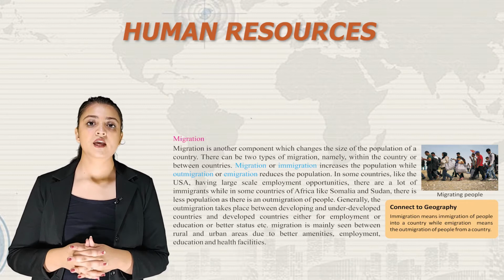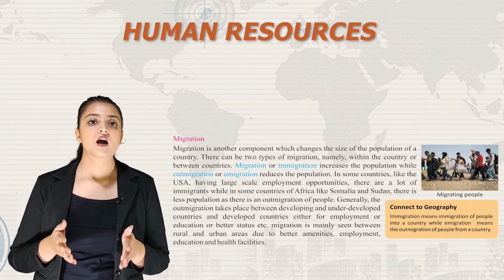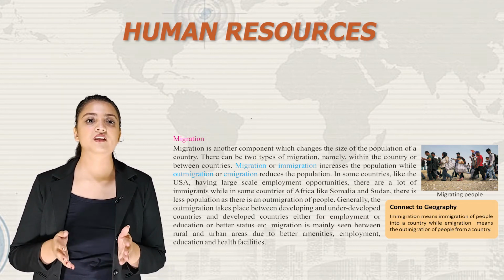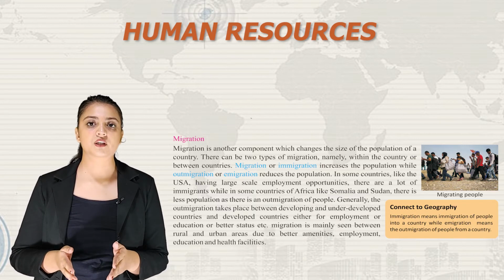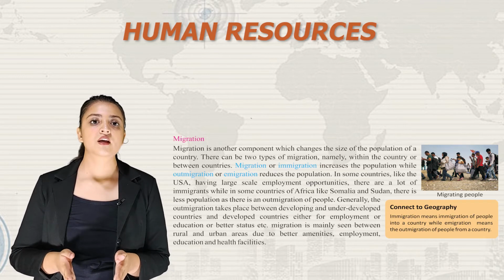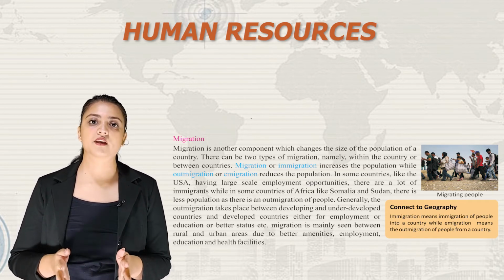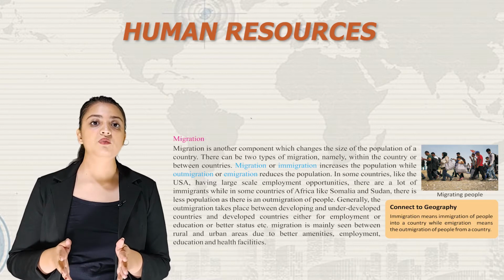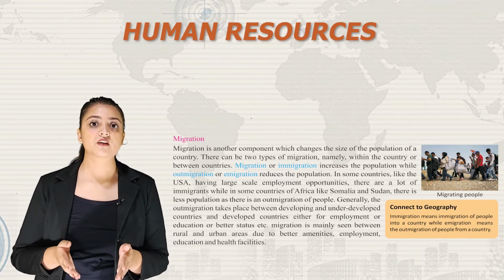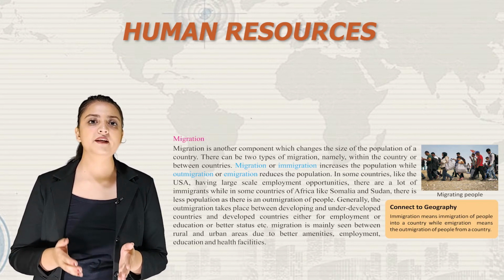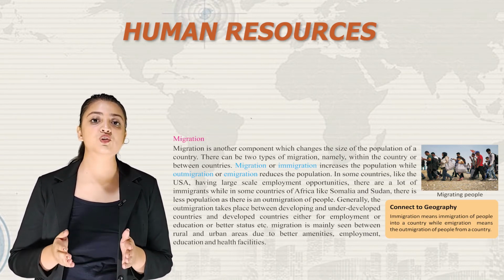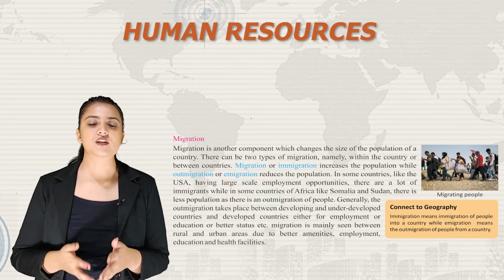Migration or immigration increases the population while outmigration or emigration reduces the population. In some countries like the USA having large-scale employment opportunity, there are a lot of immigrants, while in some countries of Africa like Somalia and Sudan, there is less population as there is an outmigration of people. Generally, the outmigration takes place between developing and underdeveloped countries and developed countries, either for employment or education or better status, etc. Migration is mainly seen between rural and urban areas due to better amenities, employment, education and health facilities.